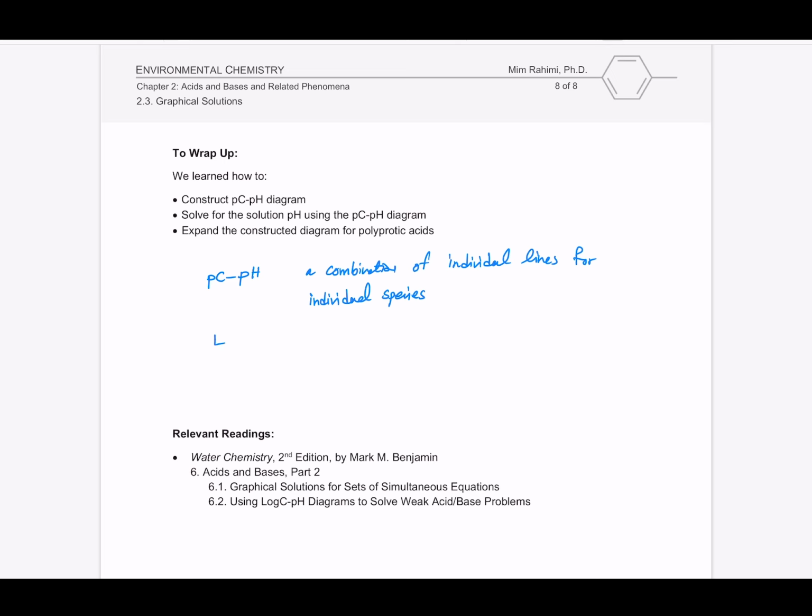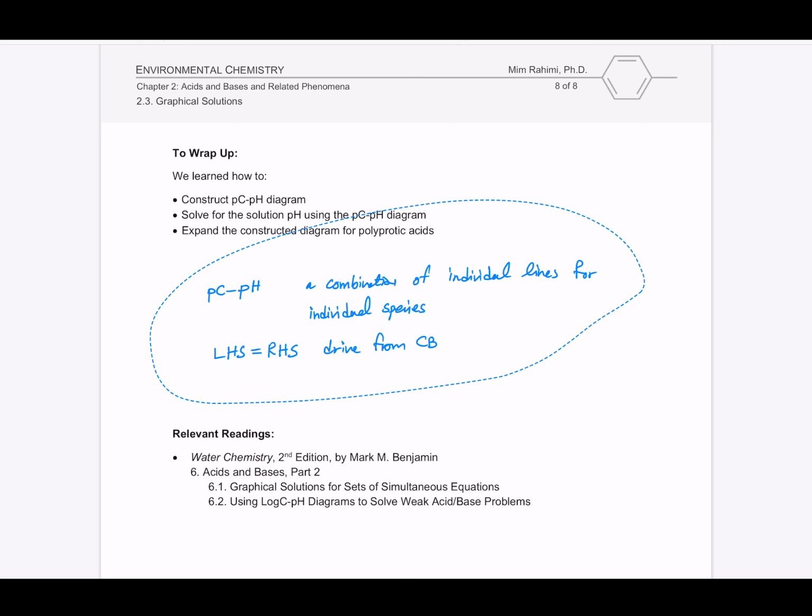And we define this LHS, left-hand side, and right-hand side term, derived from charge balance, in order to find the pH of the solution. And also just keep in mind this LHS, RHS might be a bit complicated in terms of the number of terms in each. So it's better to have in either of them just one term, which represents basically one line. And graphically speaking, where they cross is the pH of that particular solution.